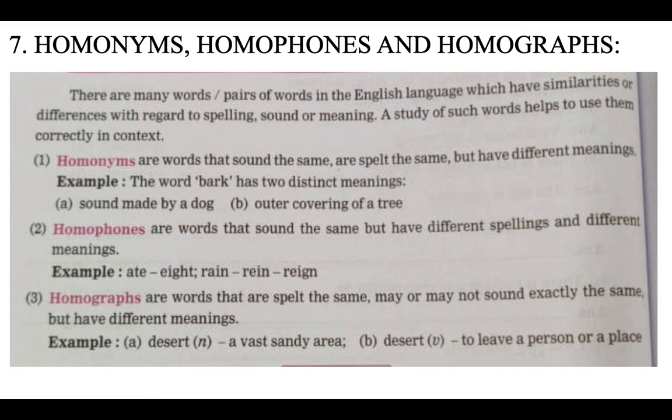So remember, homonyms sound the same, are spelled the same, but have different meanings. Homophones sound the same, have different spellings and different meanings. And homographs have the same spelling, they may or may not sound the same, but they have different meanings.